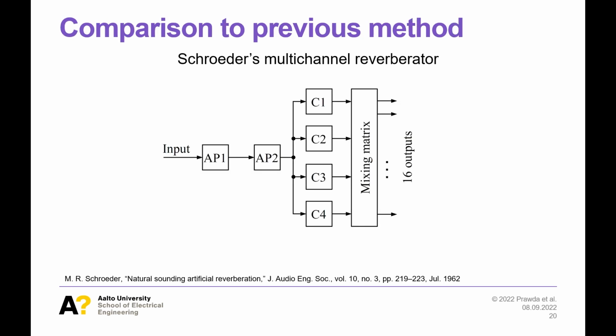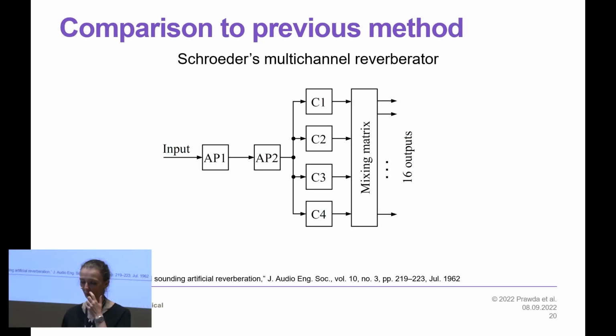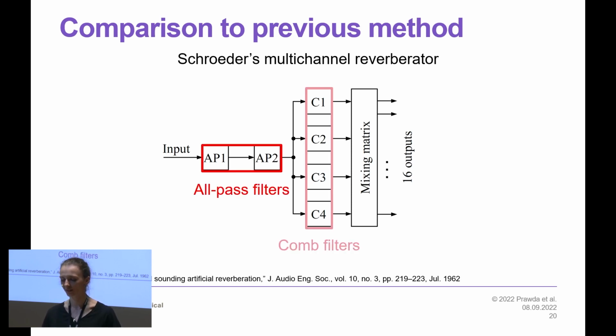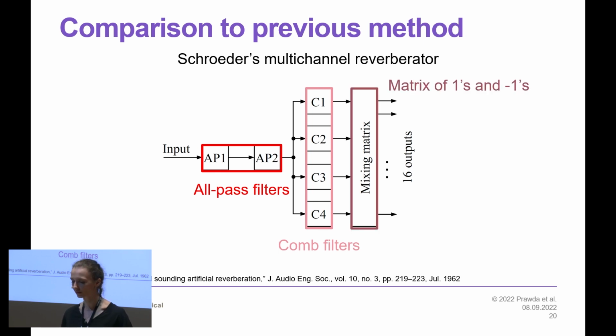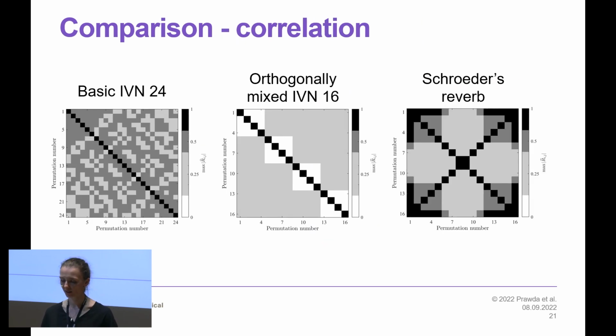So what is left for us is to compare our method to a previous similar method. What we find that was maybe the most similar to our method was Schroeder's multi-channel reverberator from 60 years ago, which has some all-pass filters, some comb filters, and some mixing matrix of ones and minus ones. And then if we compare the correlation of those three methods, so our basic IVN permutation, our orthogonal mixing, and Schroeder, we can easily say that, well, we are quite much better.